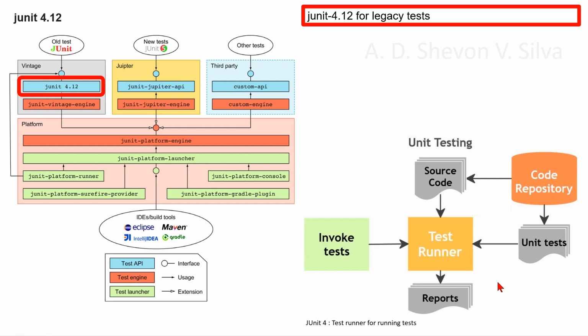The test runner for running tests is as shown in this picture. Here the code repository is connected to source code and unit tests. The source code is connected to the test runner and the unit test is connected to the test runner. Invoke tests are connected to the test runner, and the test runner is connected to reports.